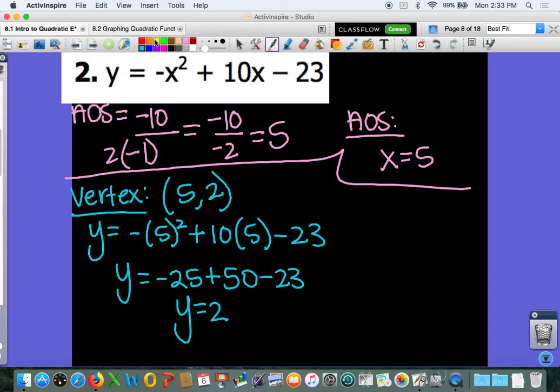And then lastly, you have to determine if it's concave up or concave down. So you sketch it. So you look at your a value, which is negative, so that means it would be like a frown.